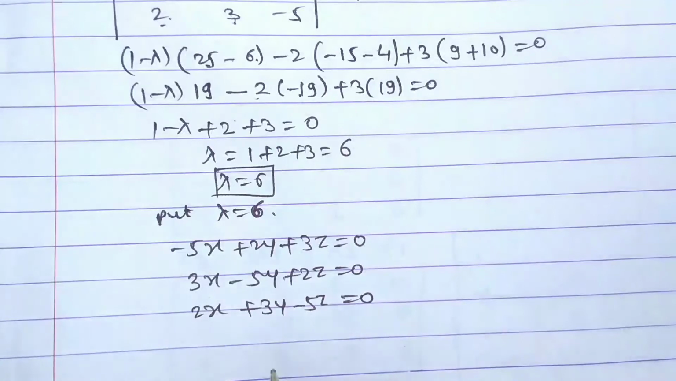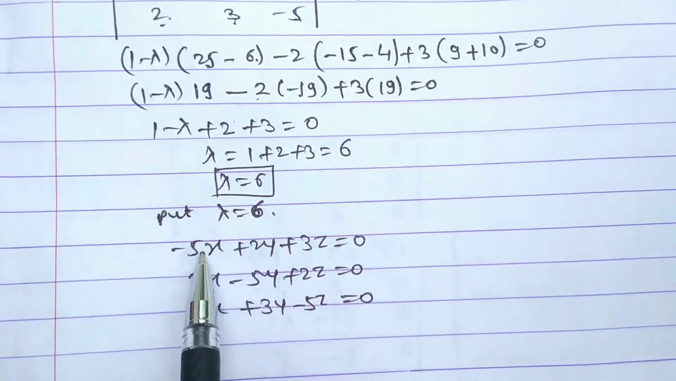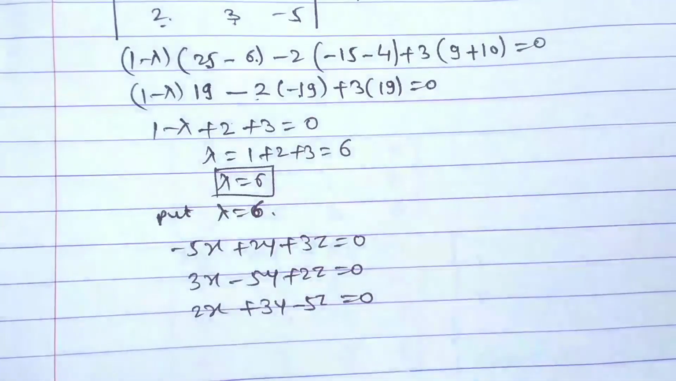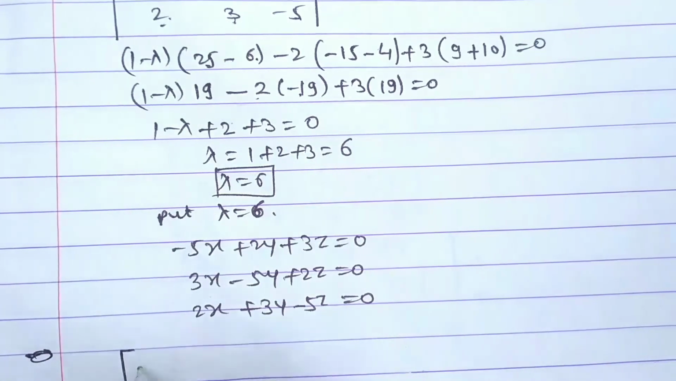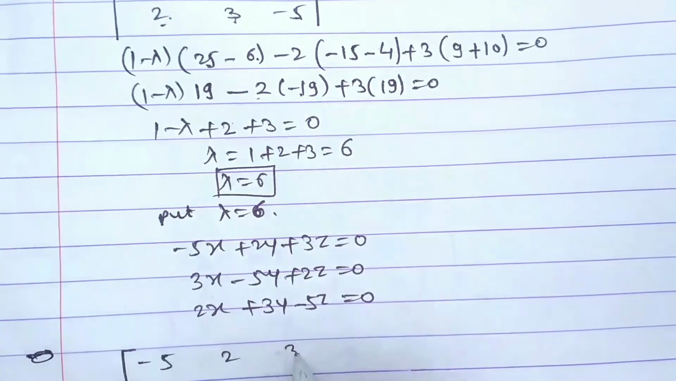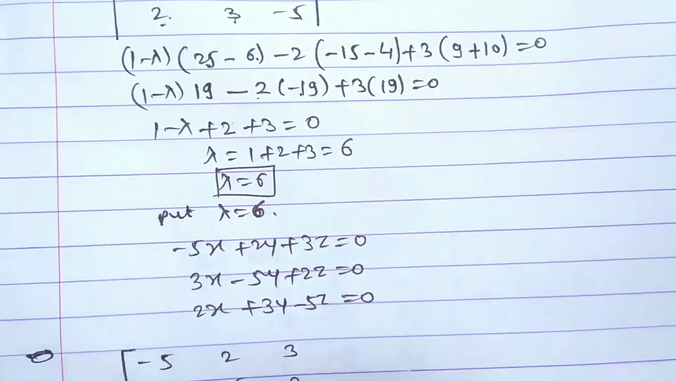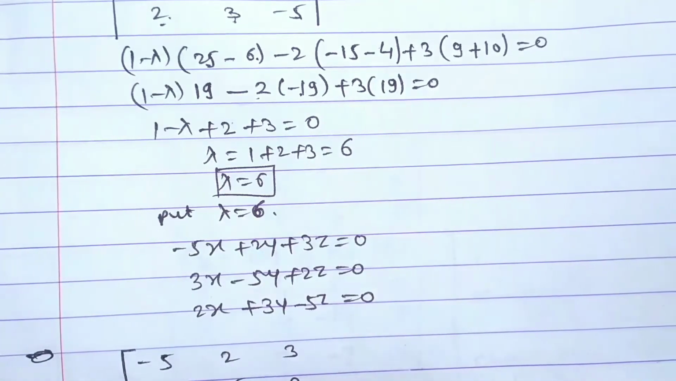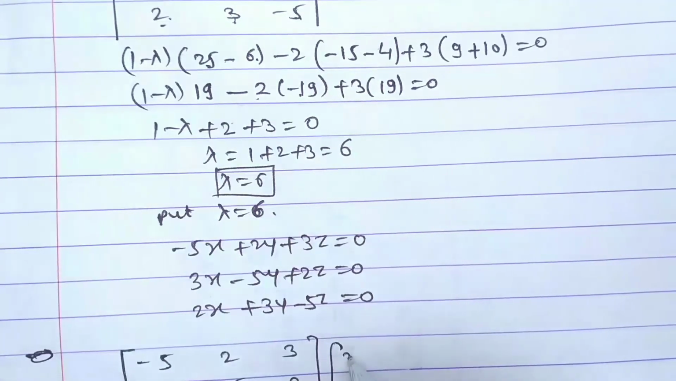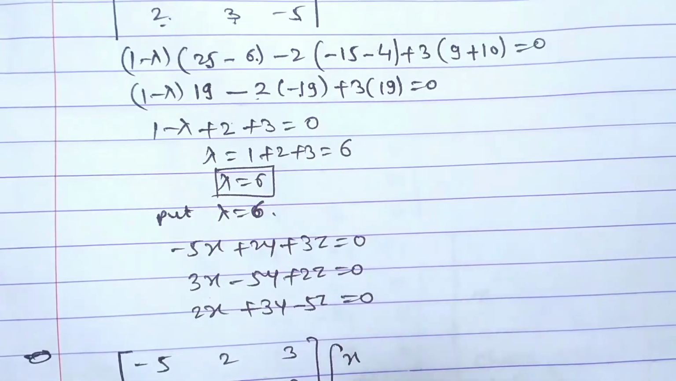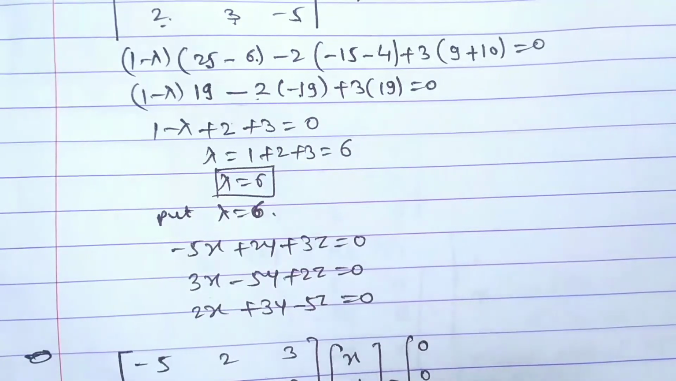Okay. After putting lambda equals 6 in the given equation, we will get this system. Now this system can be written in the matrix form as [-5, 2, 3; 3, -5, 2; 2, 3, -5] times [x, y, z] equals [0, 0, 0].